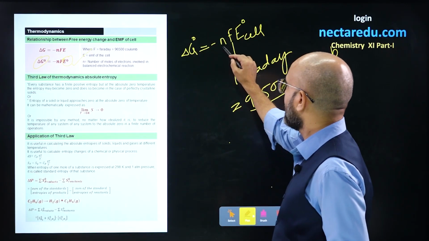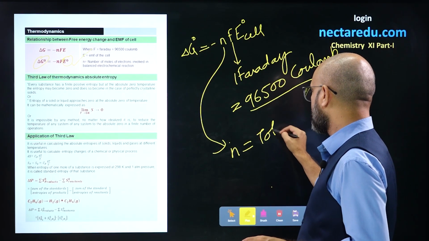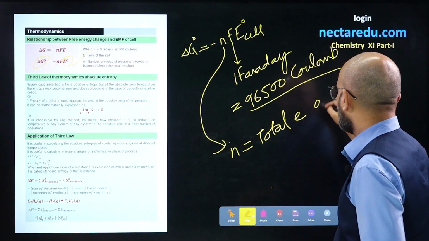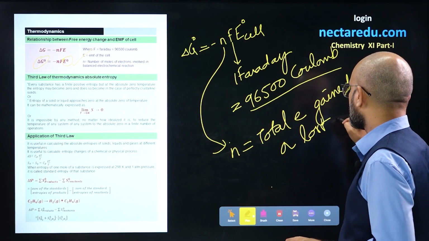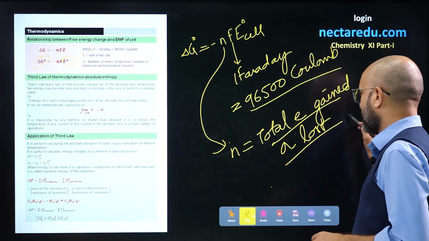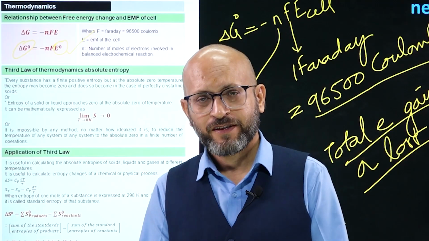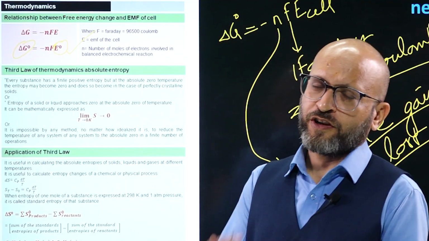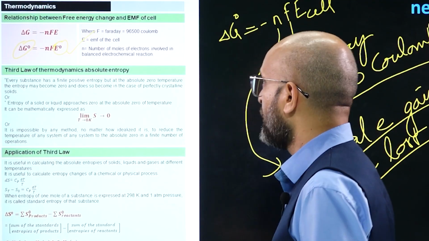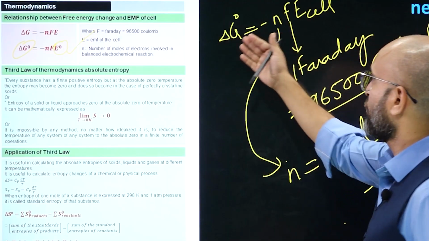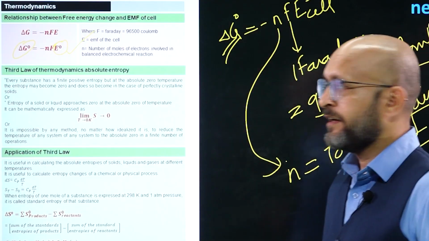Similarly, what is this n about? This n is the total number of electrons involved in the reaction, total electrons gained or lost during the reaction, or we can say the total number of electrons exchanged during a reaction. That is the value of n. So for a reaction we will have n, and we can put F equals 96500. If we know delta G naught, we can calculate E naught. Same way, if we know E naught, we can calculate delta G naught, right?